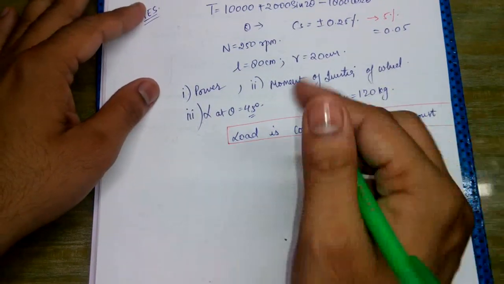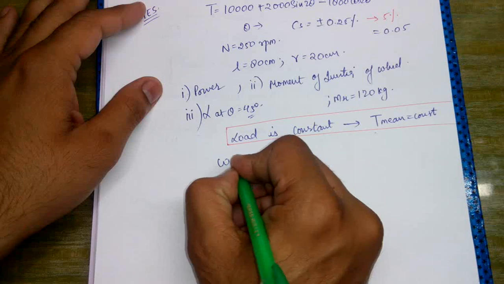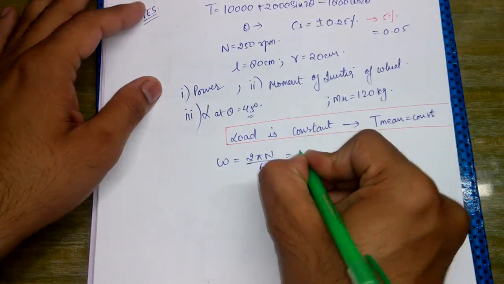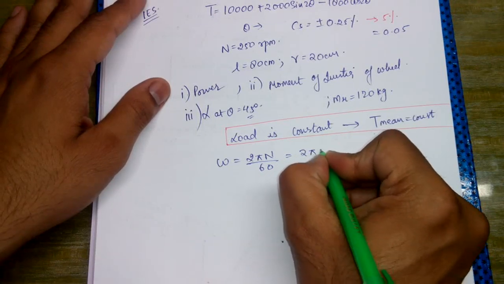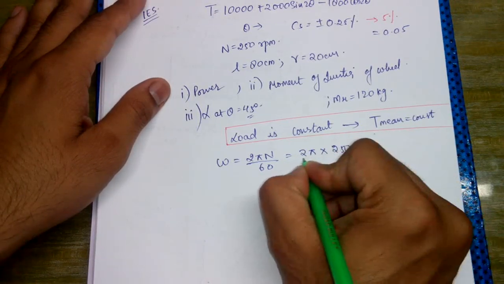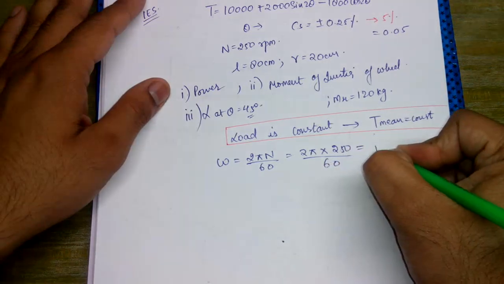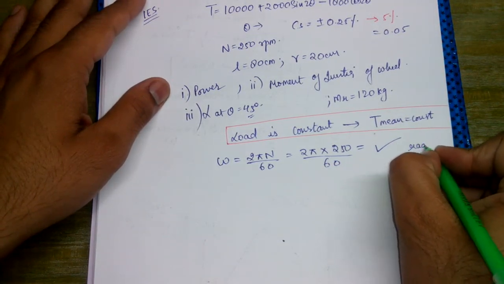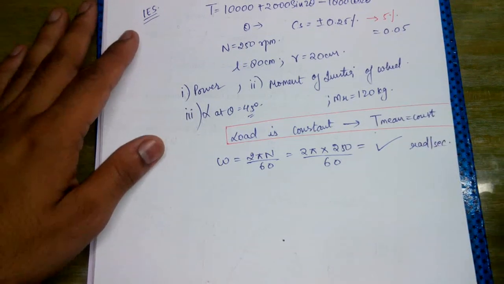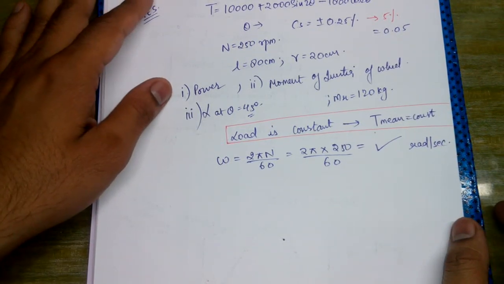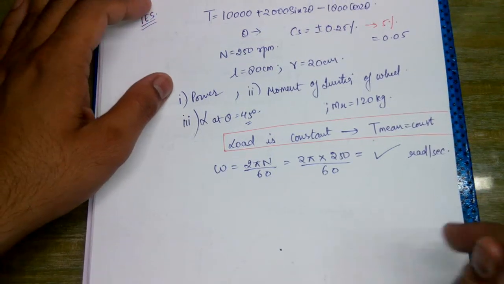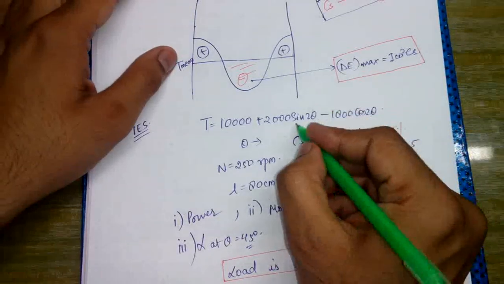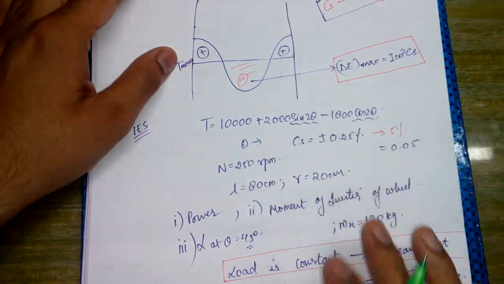First we will try to find out the value of omega, that is 2 pi N upon 60, and it is 2 into pi into 250 upon 60. From here we will get the value of omega in radians per second. Now what we will do is first try to find out the cycle of the function. In the function we have been given sine 2 theta and cos 2 theta.